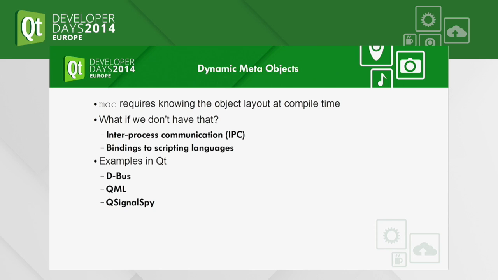What we want in all of those cases is the ability to say at runtime that this QObject should have a slot with this signature, these arguments, this return type. We want to have a signal in this object, or we want to have properties of a specific type in this object.